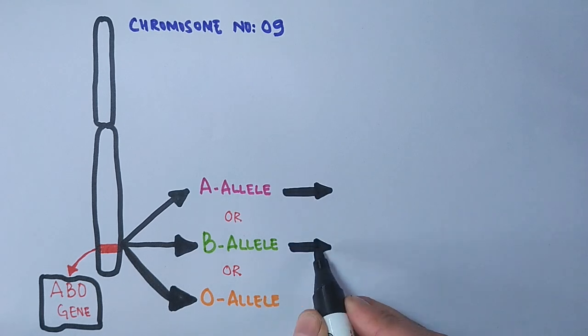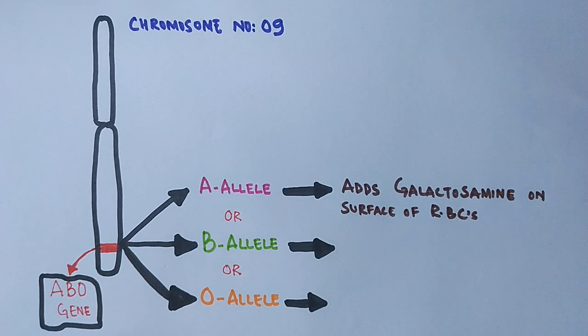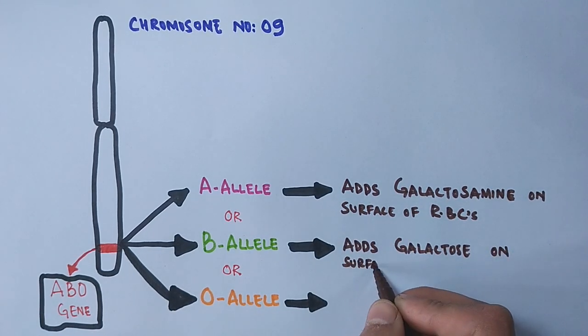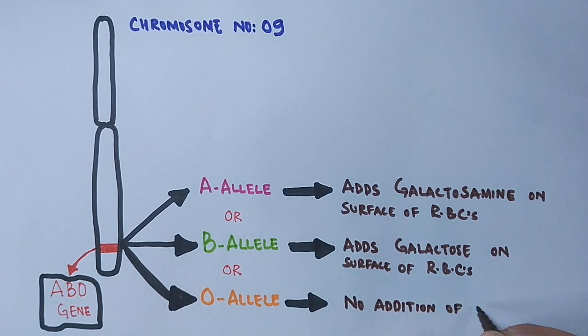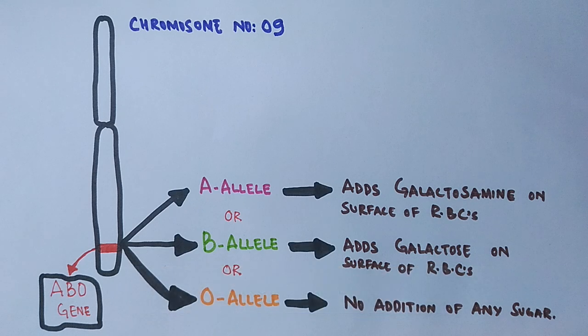So what are these alleles coding for? The A allele codes for an enzyme that adds galactosamine on the surface of RBCs, whereas the B allele codes for an enzyme that adds galactose on the surface of RBCs. And finally, we have the O allele. It does not add any sugar residues to the surface of RBCs. Basically, the O allele is a null allele. The protein that we get from this is non-functional, whereas both A and B alleles are able to produce transferase enzymes, which we are going to see in the next video, where we will be discussing the biochemistry of the ABO blood typing system.